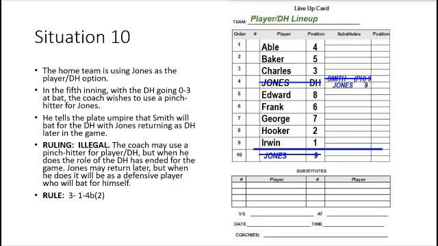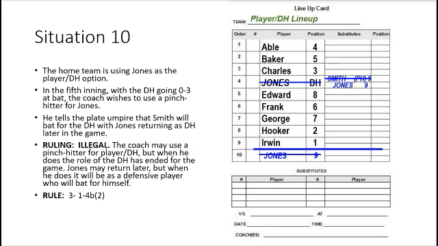Situation 10 is one more lineup situation question. In situation 10, Jones begins the game as the player DH. In the 5th inning, after going 0 for 3, the coach is not really happy with Jones, and he would like to tell the umpire that Smith will bat for the DH with Jones returning as the DH later in the game.